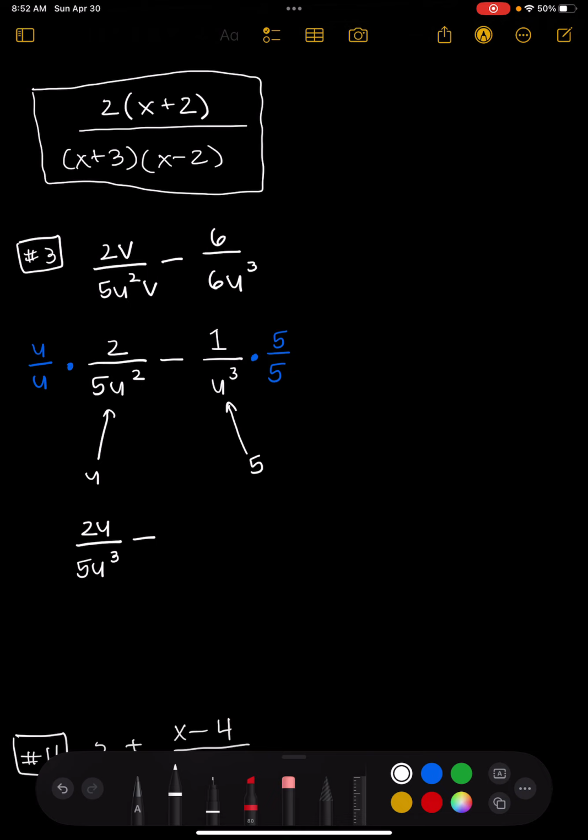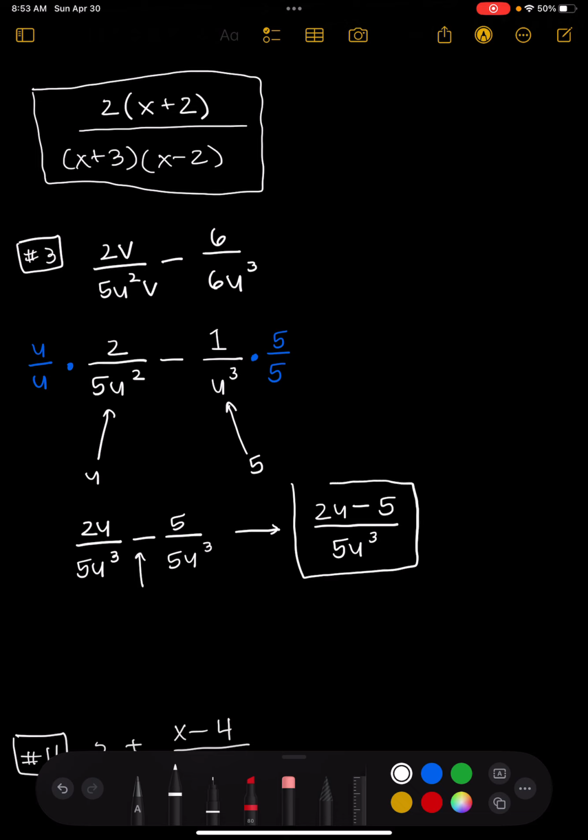And on the right fraction, we multiply 1 times 5, which just gives me 5. And then on the bottom, we have u cubed times 5, which gives me that 5u cubed. And look at that. Now we have those common denominators. We had to multiply both the top and the bottom, but it did work. And so now that I have common denominators, I can write it out like this: 2u minus 5, because that's the two tops subtracted, and it's subtracted because of this minus sign, over 5u cubed. And this is my final answer.